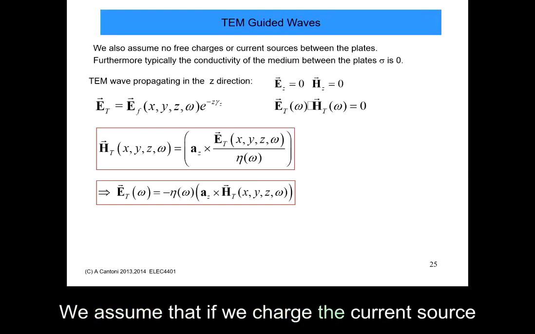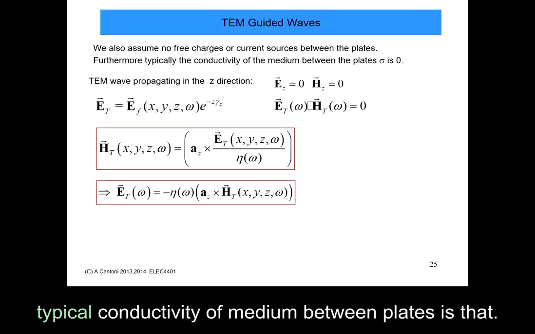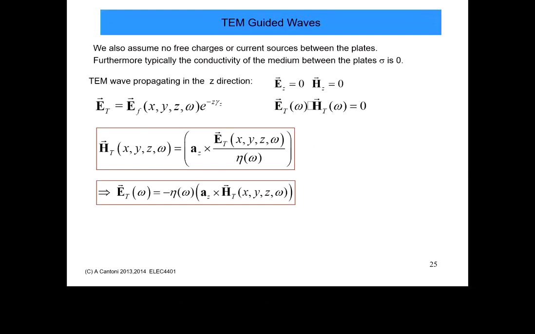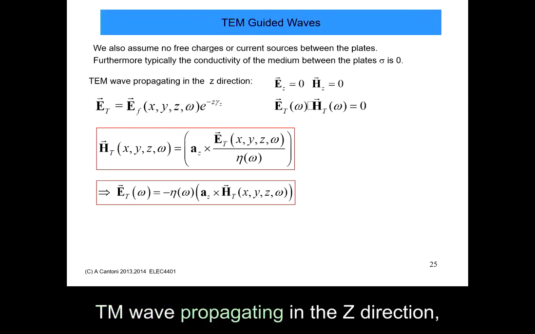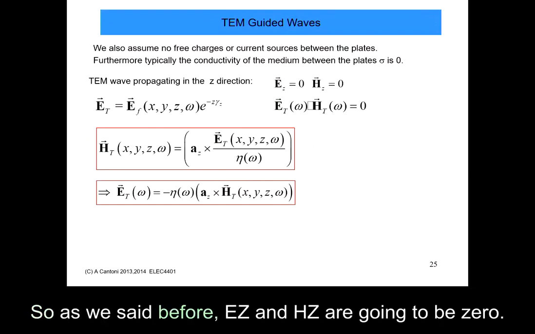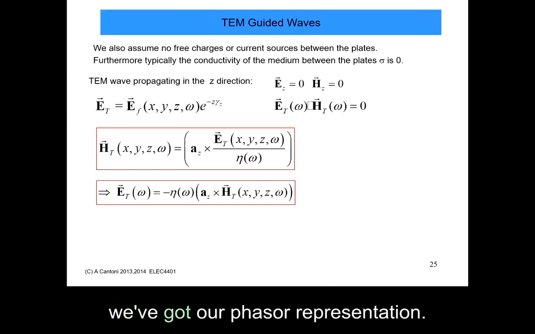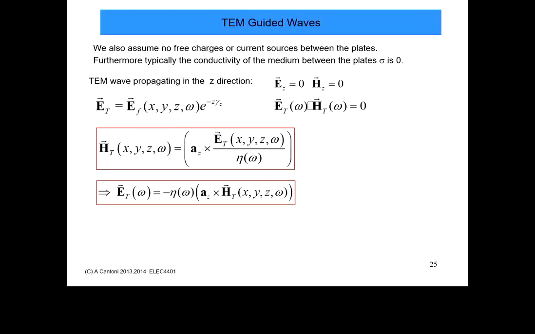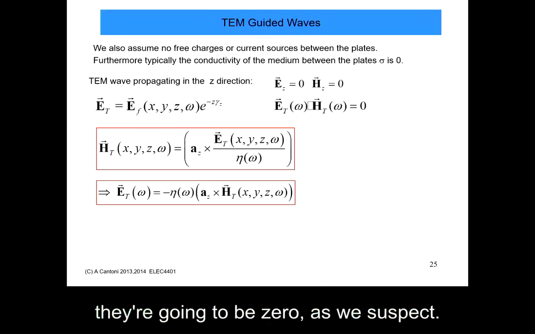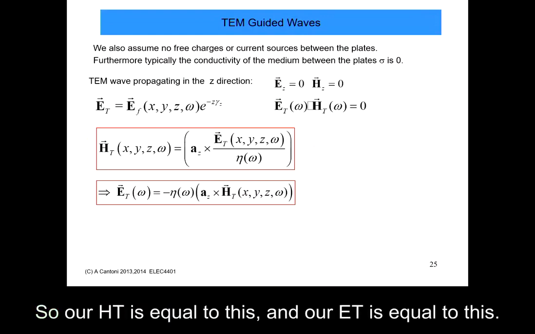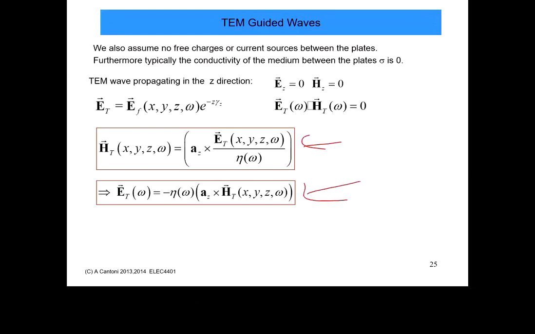We assume no free charge or current source between the plates. Furthermore, typical conductivity of the medium between plates is that. TM wave propagating in the Z direction. So as we said before, EZ and HZ are going to be 0. The TM wave, we've got our phasor representation. We can take the dot product of those, and because they are not aligned, they're going to be 0, as we suspect. Right? So our HT is equal to this, and our ET is equal to this.